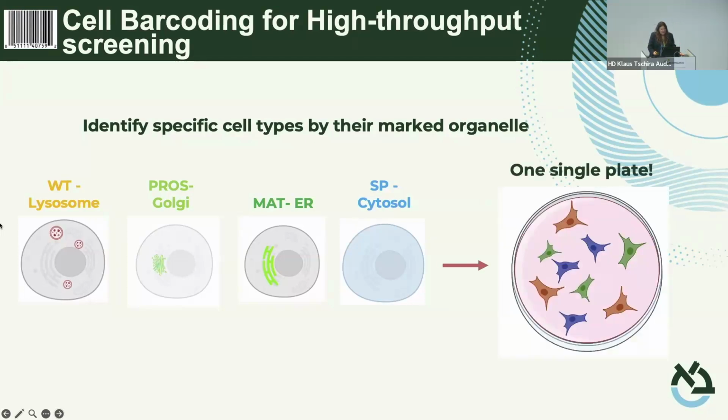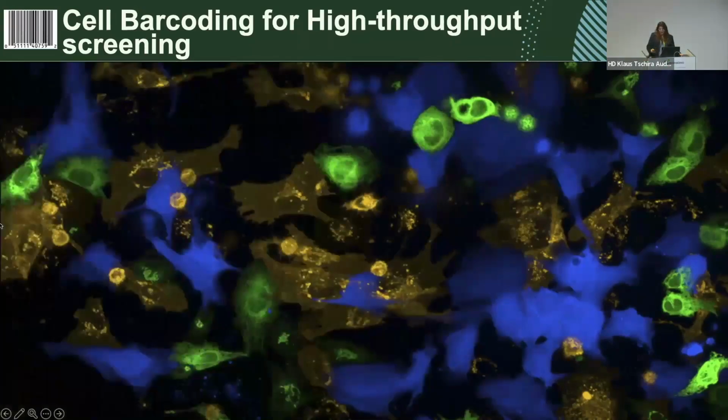Okay, so now that we have all these 4 cell types, we can pool them together into one well. Okay, so we have one plate with 4 different cell types. Now we can treat them together, we can monitor them together, we can later analyze them in one plate. So we increased the high throughput by 4. How does it look? Well, this is one field with all 4 cell types.